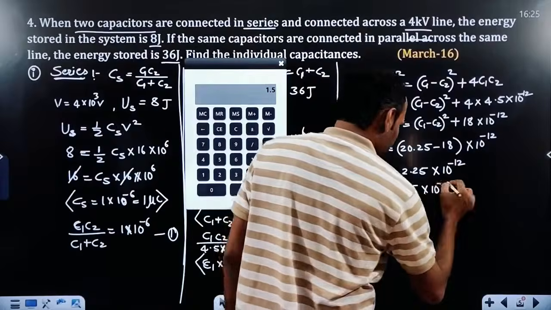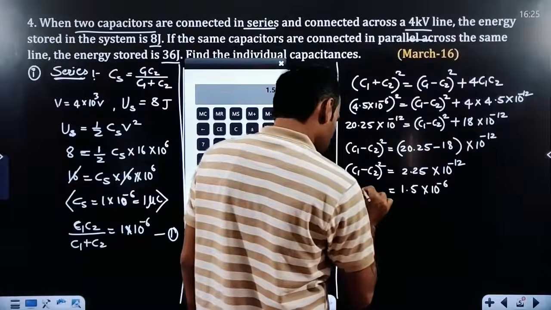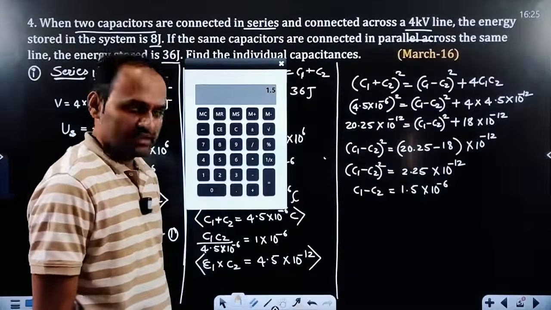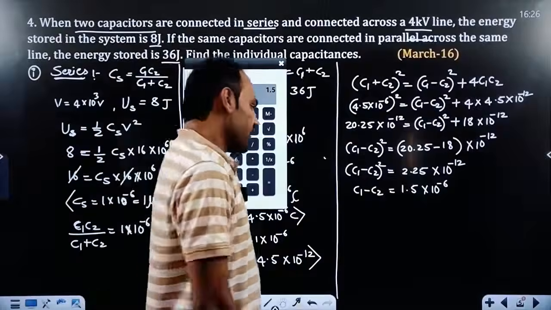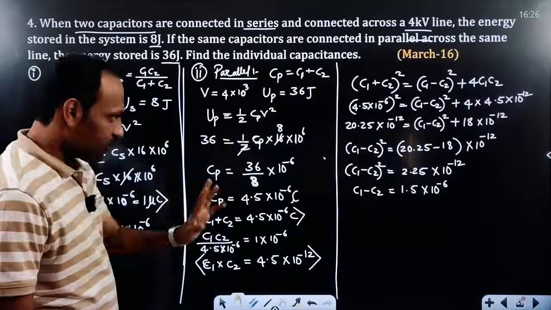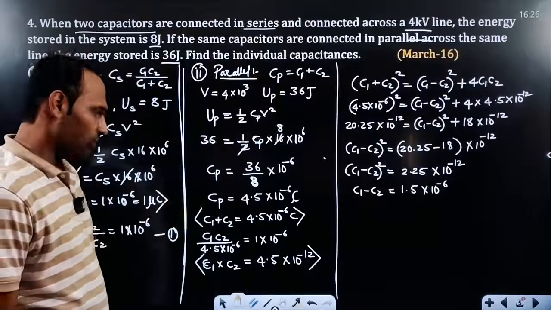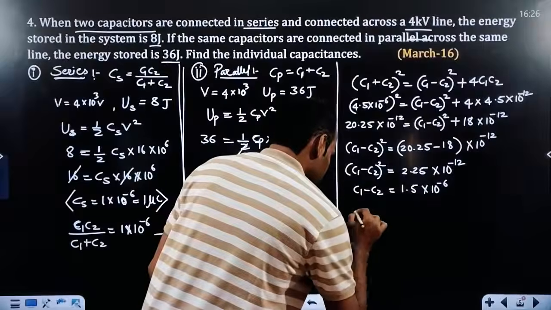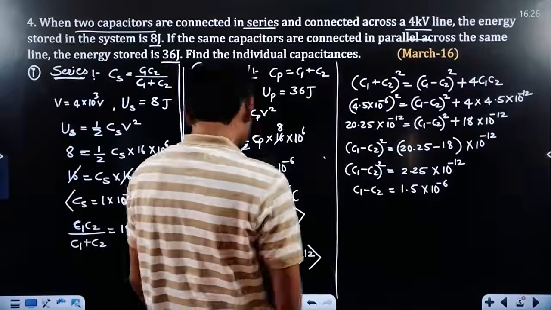Minus 12 is what we need to make minus 6, right? What we got now? C1 minus C2. Taking square roots on both the sides, I will get C1 minus C2. Okay, C1 minus C2 we got. Next, we know C1 plus C2 already. C1 minus C2 we needed. So now look here, I will solve the equations.